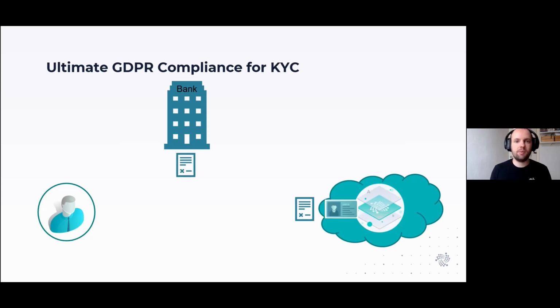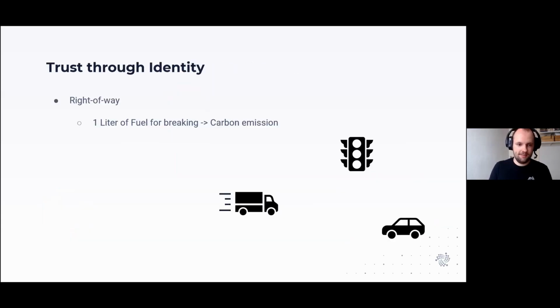So instead of having to protect their entire databases, the biggest responsibility of the bank becomes to protect their own identity. Similarly, in an IoT fashion, another example would be, let's say we have an intersection in the middle of a city and a heavily loaded truck approaches the traffic lights.